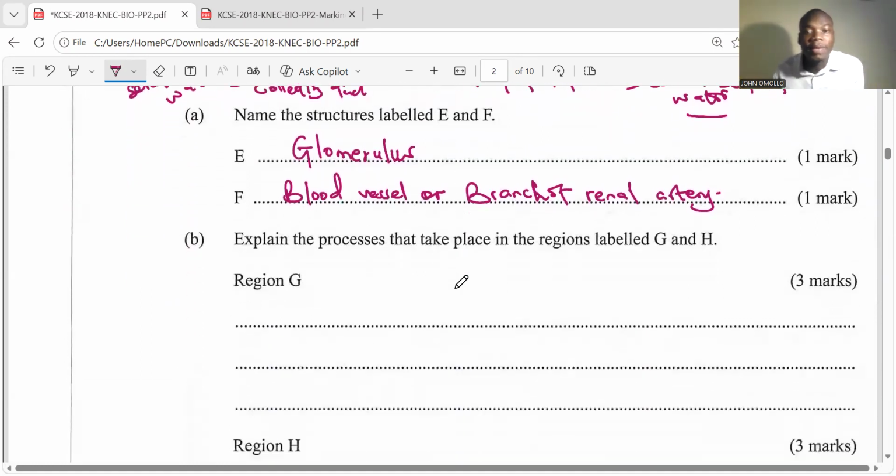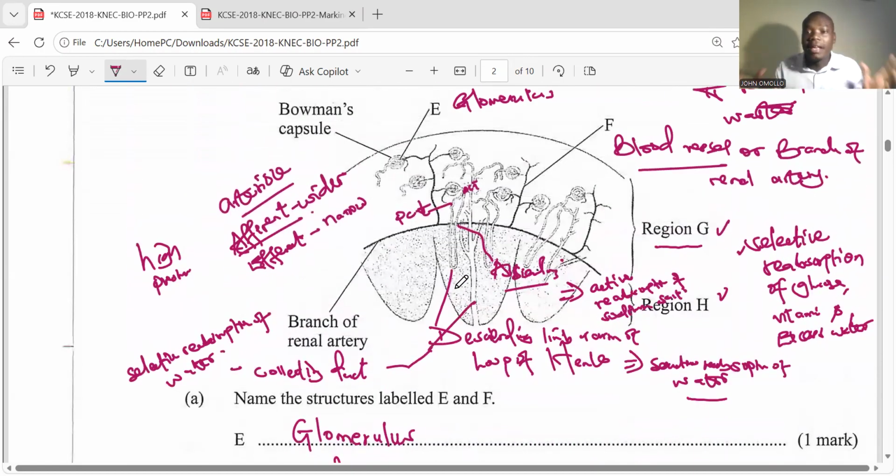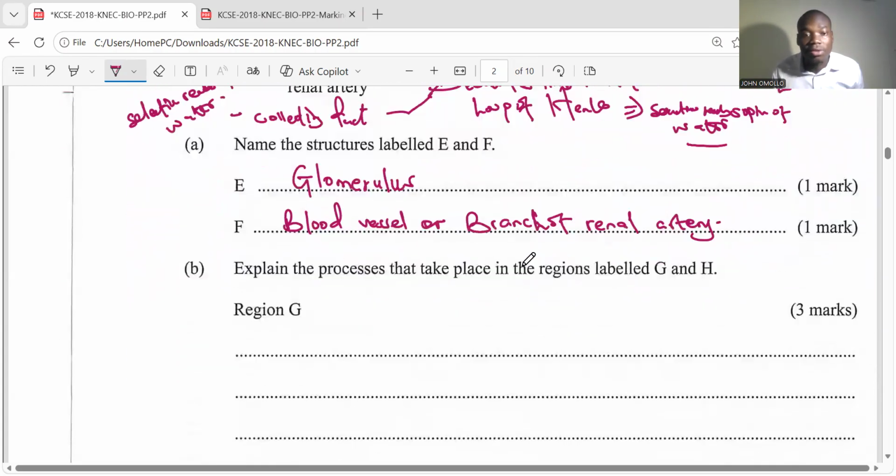Question B, explain the process that takes place in regions labeled G and H. I have already explained everything. I've said that in region G, at the glomerulus, what happens there is ultrafiltration. At the proximal and distal convoluted tubule, what happens there is selective reabsorption of substances. So let's dive in.